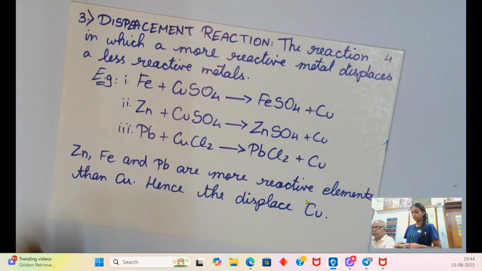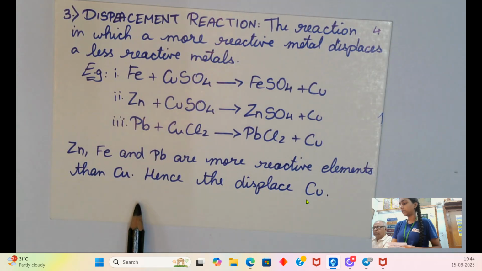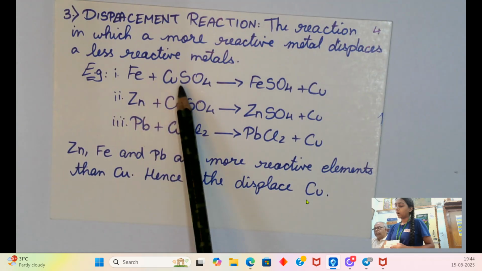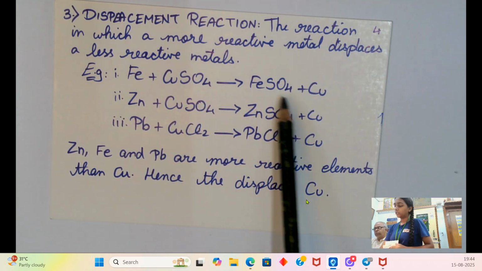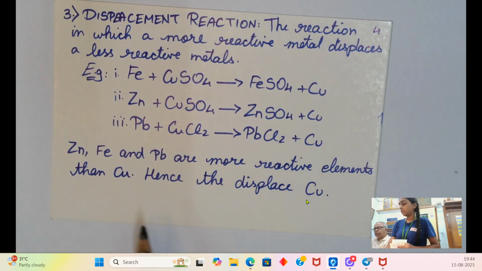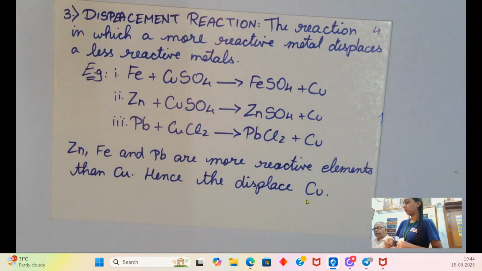Next, the third type of reaction, which is displacement reaction. This is the reaction in which a more reactive metal displaces a less reactive metal. For this, we have to know the reactivity of elements. So here are some examples, where iron plus copper sulfate gives iron sulfate plus copper. So here are the other two examples. In this case, zinc, iron and lead are metals more reactive than copper.